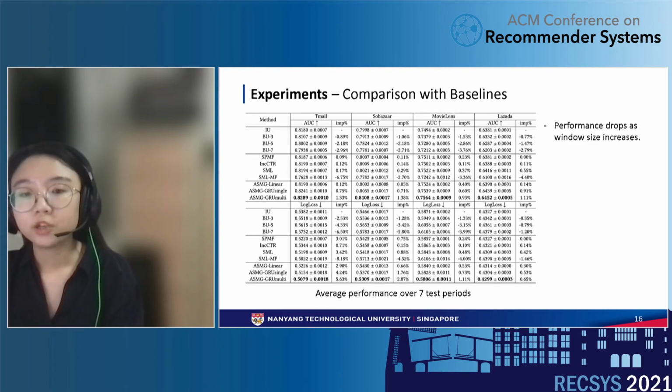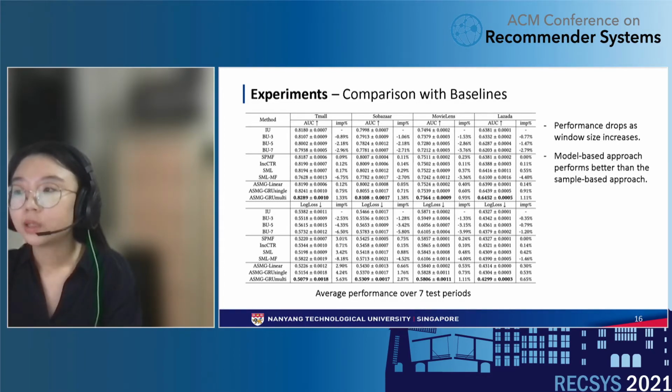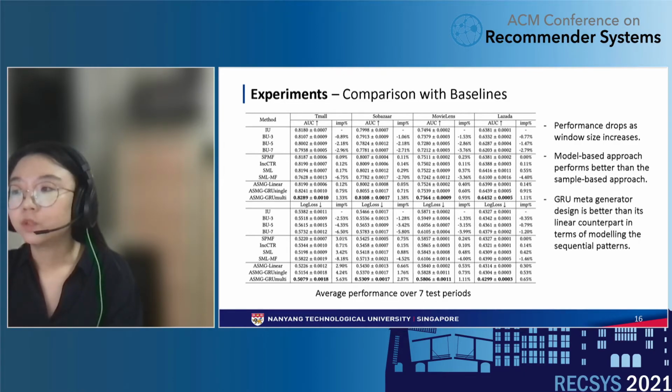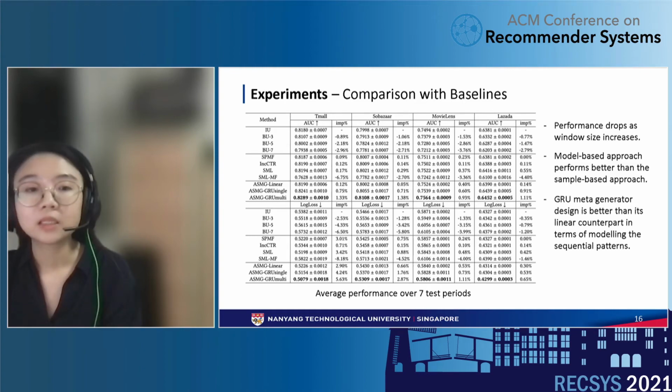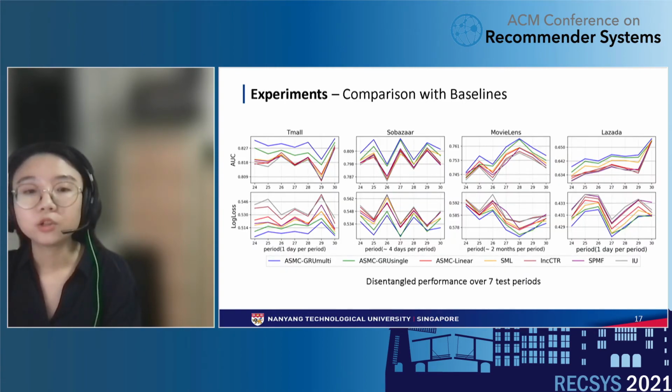From the results, we can draw some conclusions: the performance drops for batch or incremental update as the window size increases. The model-based approach actually performs better than the sample-based approach. And the GRU meta-generator design is better than the linear counterpart in terms of modeling the sequential patterns. We also plot the performance at each test period, and this blue line is our proposed method. We can see that it consistently outperforms the baselines for every test period.